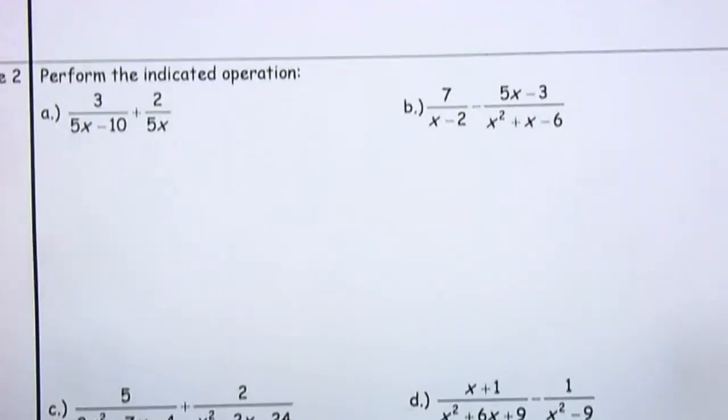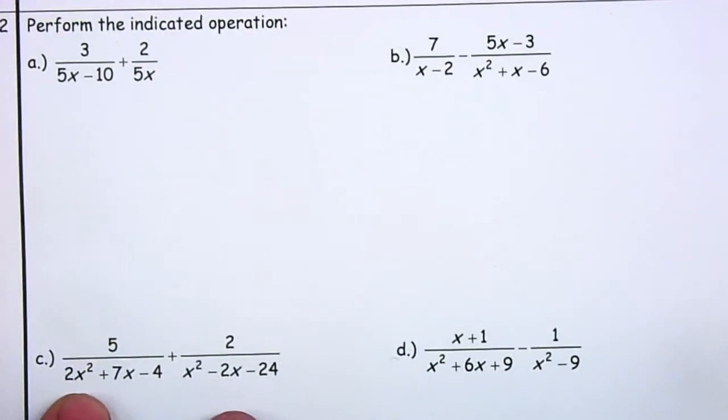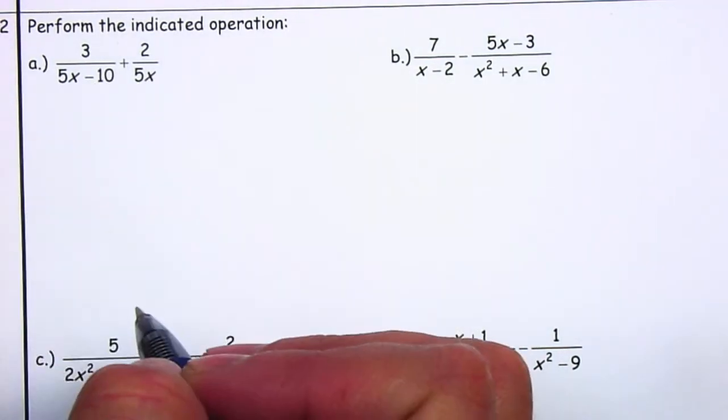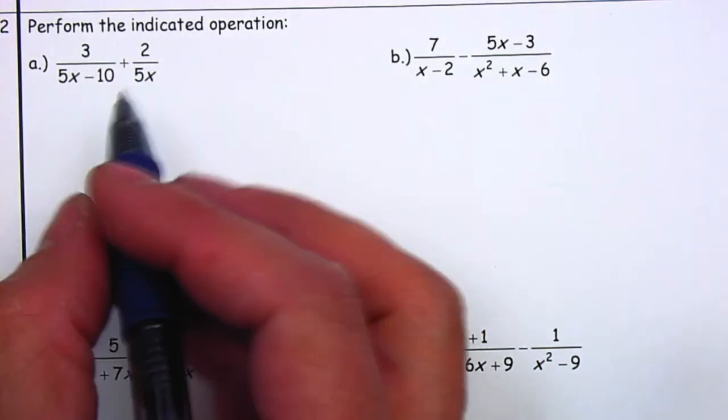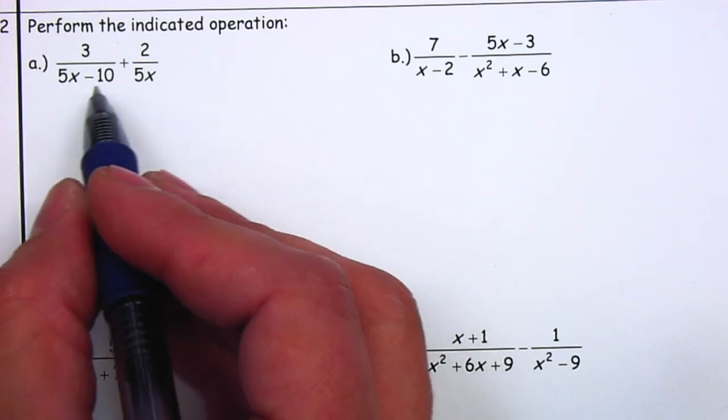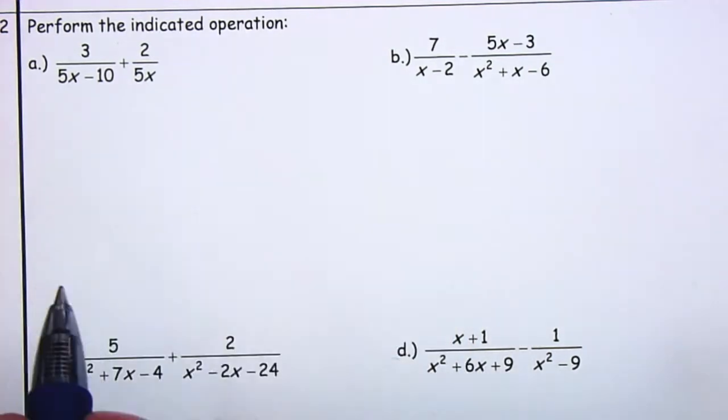Let's look at example number 2. Now, on example number 2, we are adding, but if you guys notice, we don't have the same denominator. So what you want to do is factor the denominators and then see what you need to multiply to make them the same.